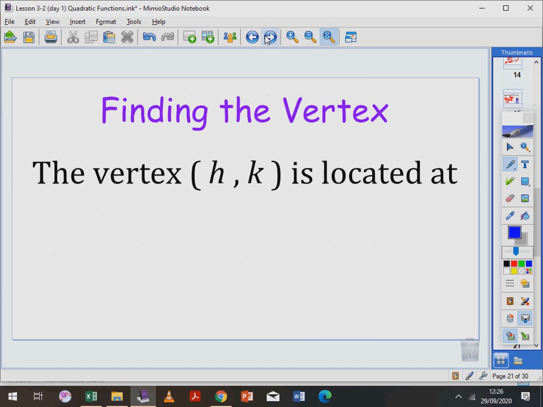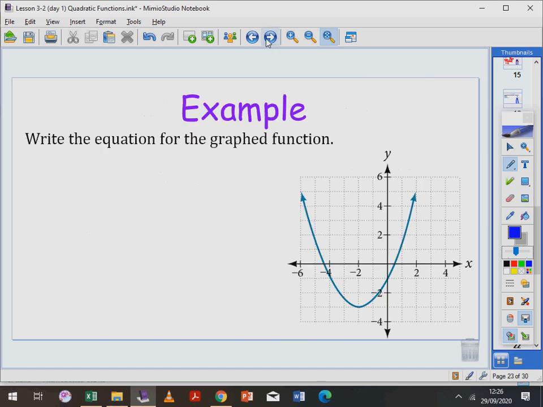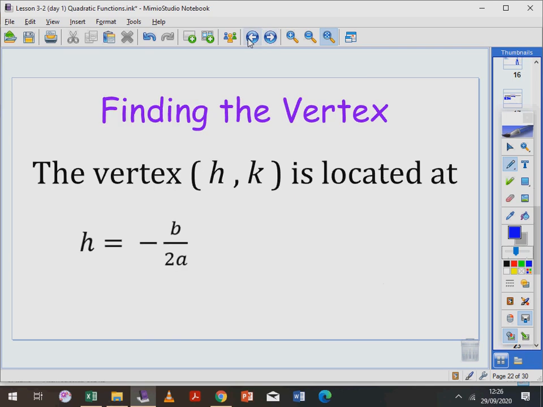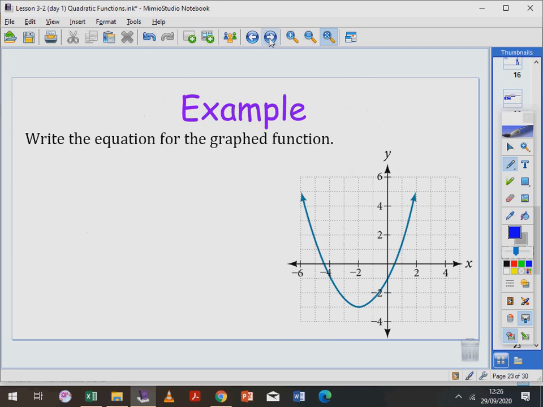Alright, so the vertex, this is what I've just been going through, is located at that, and when I substitute this h value into the equation, this is what I just did. It gives you the y value. Right, an equation for this graph function. Check for the vertex. It's right here. This is -2, -3. Check if there is any shift in terms of stretches or compressions.